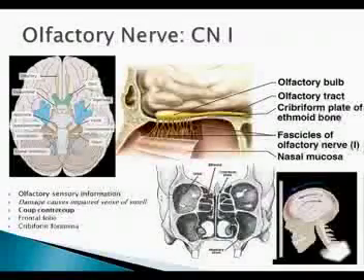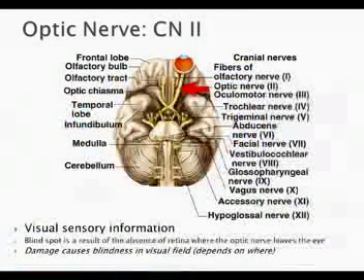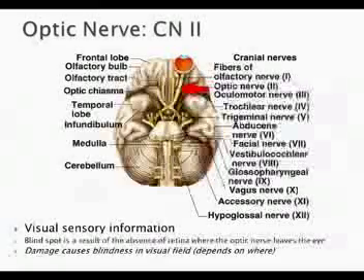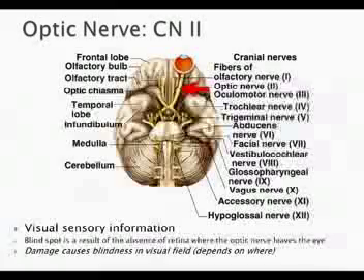The next nerve, CN2, is the optic nerve, and this is the one that deals with visual sensory information. Some of the structures to be aware of: you have the optic nerve that runs, and then it crosses, and that X is called the optic chiasma. Chiasma is just, in this context, an X or a crossing, and what it allows is for your left eye to go to your right hemisphere, and your right eye to go to your left hemisphere.